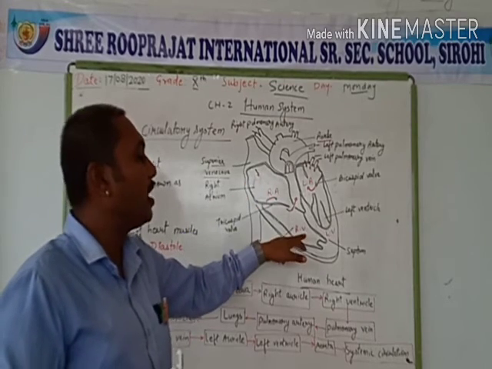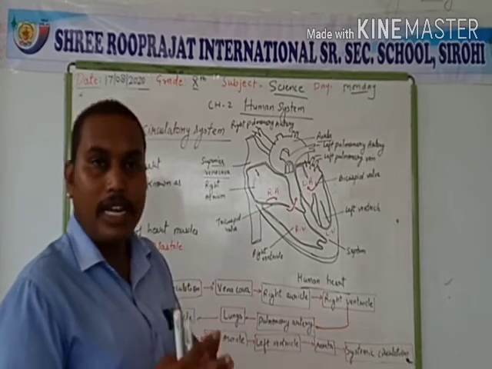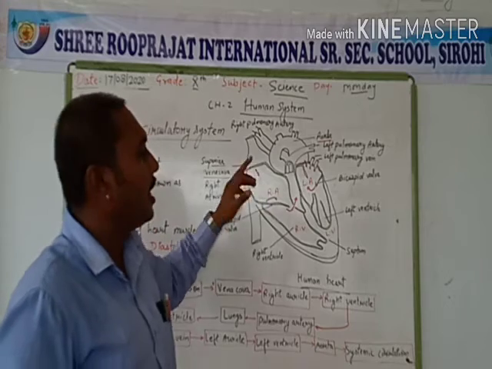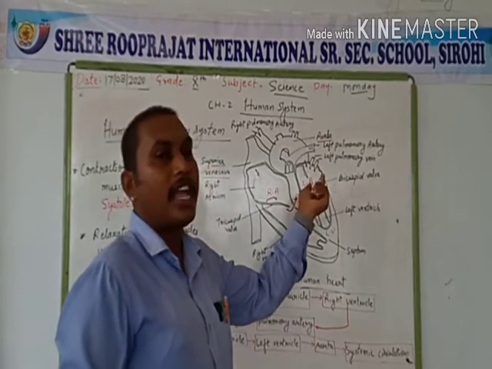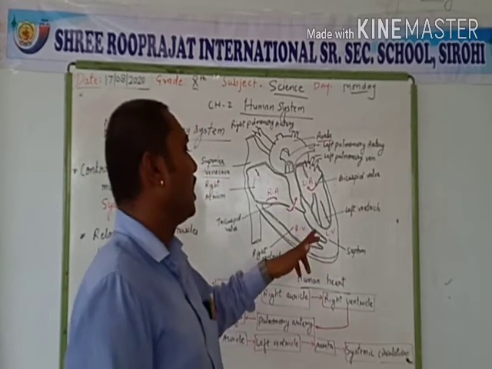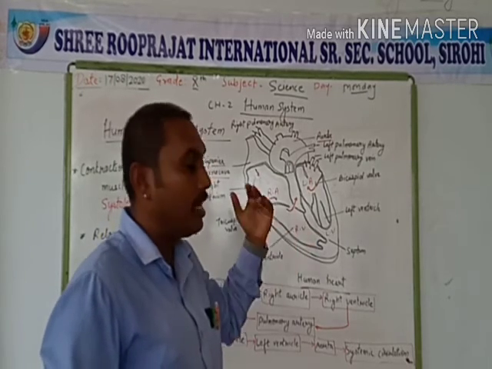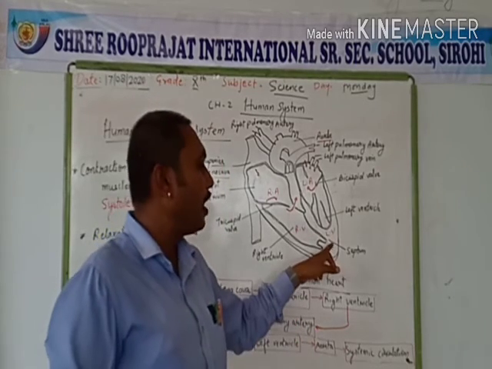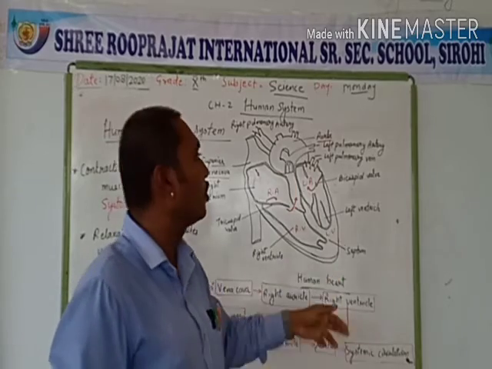Now, as the auricle relaxes and the ventricle contracts, the impure blood gets stored in the right auricle and the pure blood gets stored in the left auricle. At that time the ventricle region contracts, so the impure blood from the right ventricle goes to the lungs through the pulmonary artery, whereas the pure blood from the left ventricle goes to the various parts of the body through the aorta.